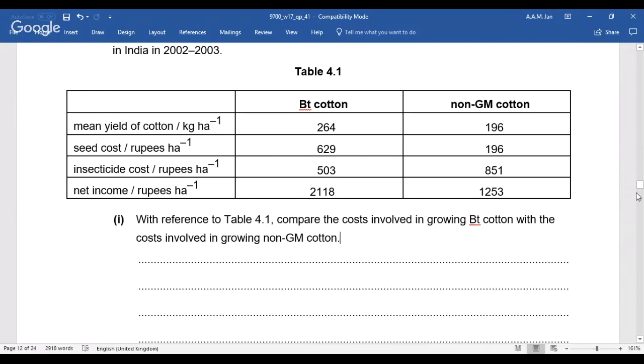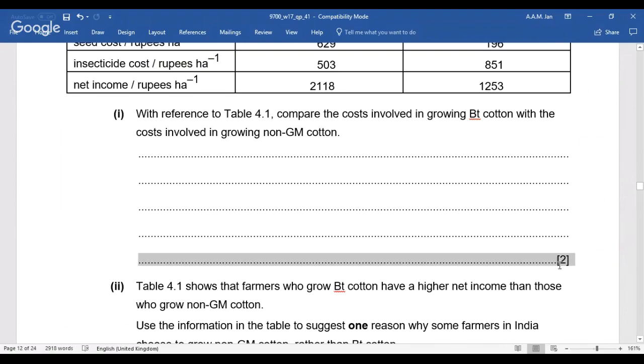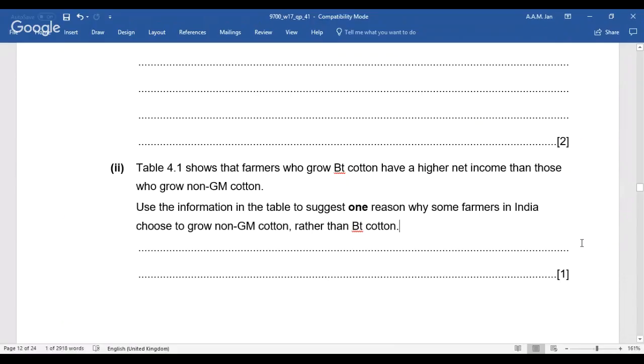Because remember, in the answer scheme, they've given three potential marks you can get, but you can only get up to two. So even if you don't tick all of those boxes, you'll still get full marks for that question. Okay, next one.